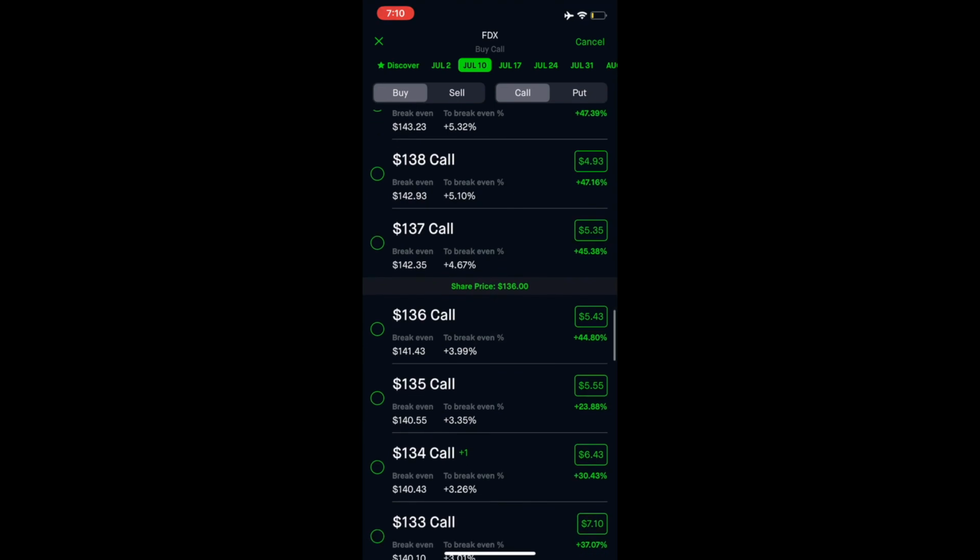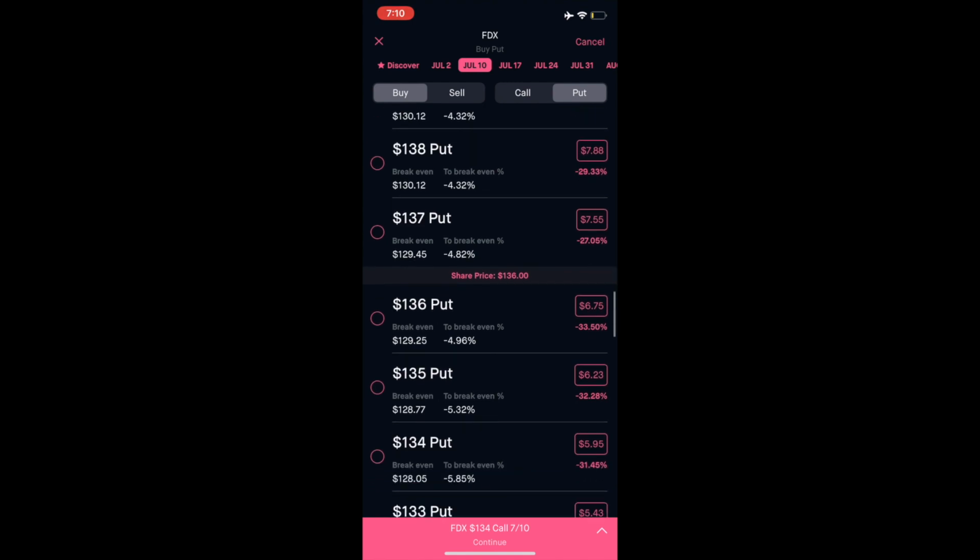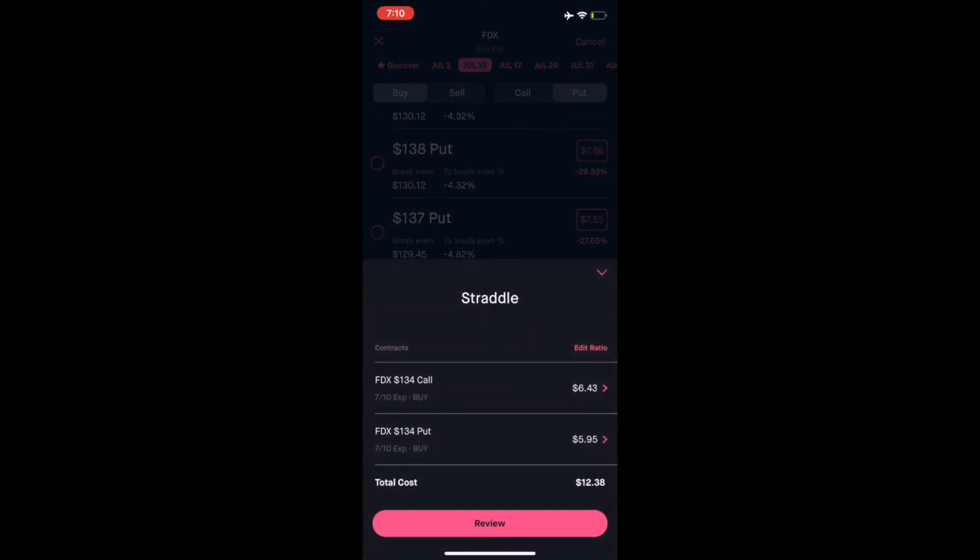So at the same time, we would be playing this 134 call, simultaneously playing the 134 put, which this would be a lot more expensive. That would be $1,238, right? But I'm protecting myself either way. Since I'm in the money, I could benefit from the downside. And because of the time that I have in those contracts, I could also benefit to the upside as well, right?